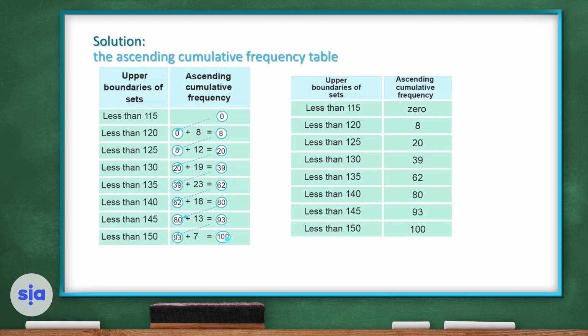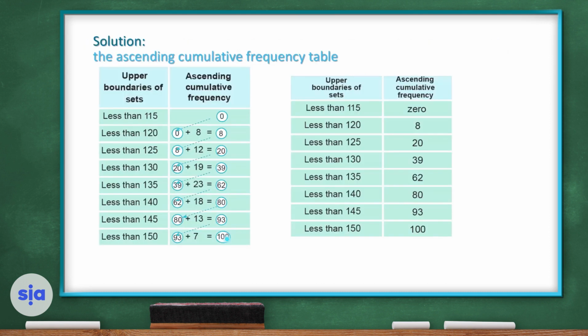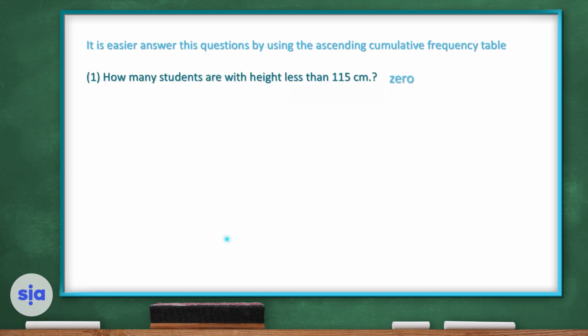From this cumulative frequency table, it's easier now to answer the 3 previous questions. Let's now remember the questions together. How many students are with height less than 115 centimeters? Go to the table. Less than 115? Yes, excellent. It's 0. Second question. How many students are with height less than 125? If you go back to the table, you will see that there are 62 students.